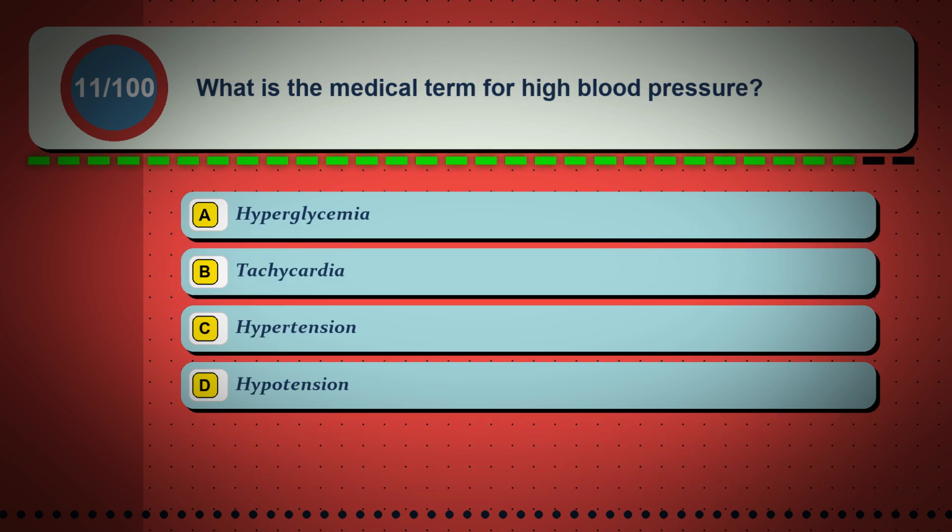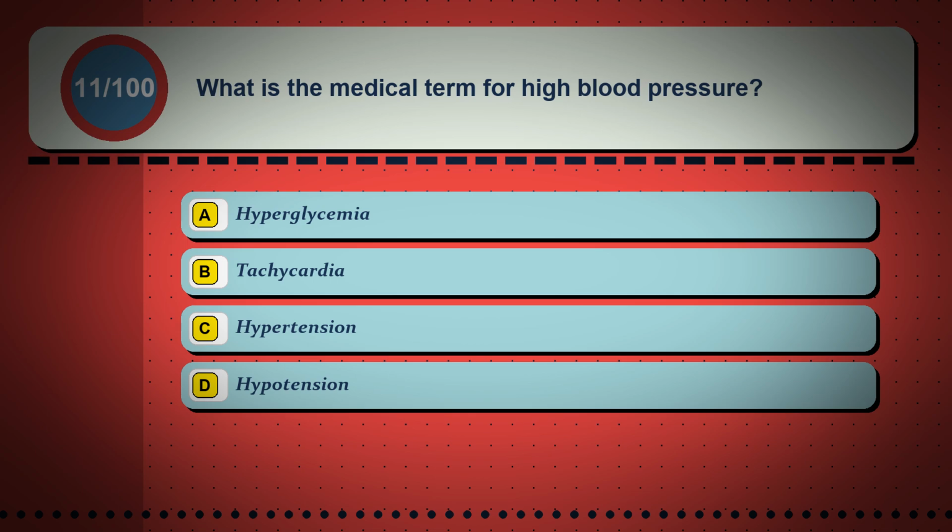Question 11. What is the medical term for high blood pressure? Option A. Hyperglycemia. Option B. Tachycardia. Option C. Hypertension. Option D. Hypotension.